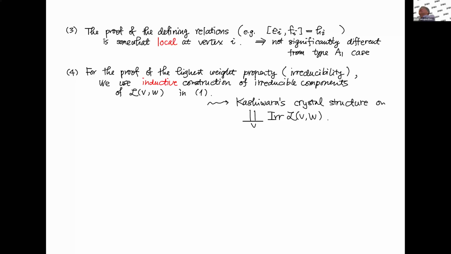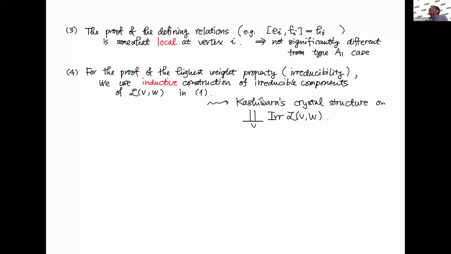Fortunately, as I mentioned, I have a natural basis of this homology group. So I need to understand the irreducible components of this Lagrangian subvariety. For the proof of the highest weight property, we use an inductive construction of the irreducible components. I have two P1s in the second example, and those two P1s can be inductively understood from the lower dimensional space. I don't have time to explain the details of this inductive structure, but it is very important, in fact. It gives Kashiwara's crystal structure on the set of irreducible components.